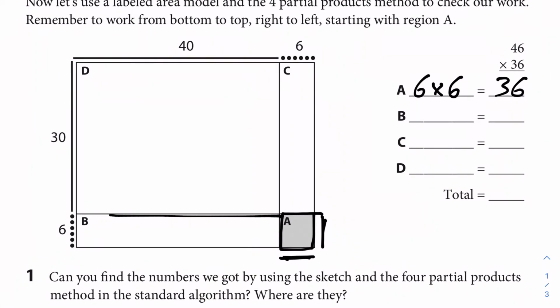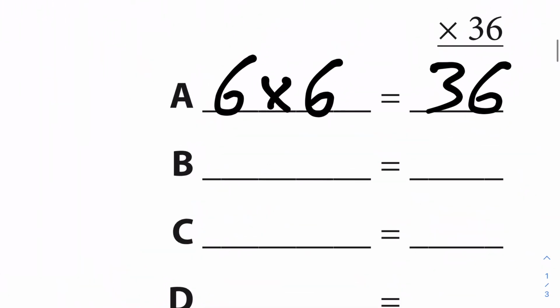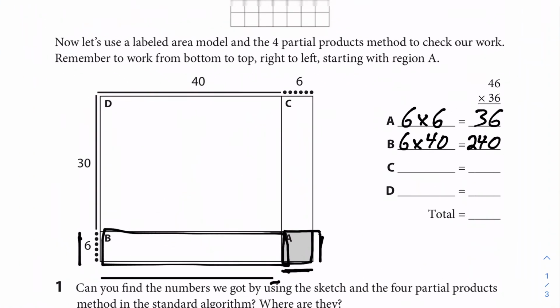Section B is right here. And section B is 6 this way, and it's 4 tens this way, or in other words, 40. And so it's going to be 6 by 40. So I'll write 6 by 40. 6 times 40. Well, I know 6 times 4 is 24. Got an extra 0 there, so I'll make it 240.